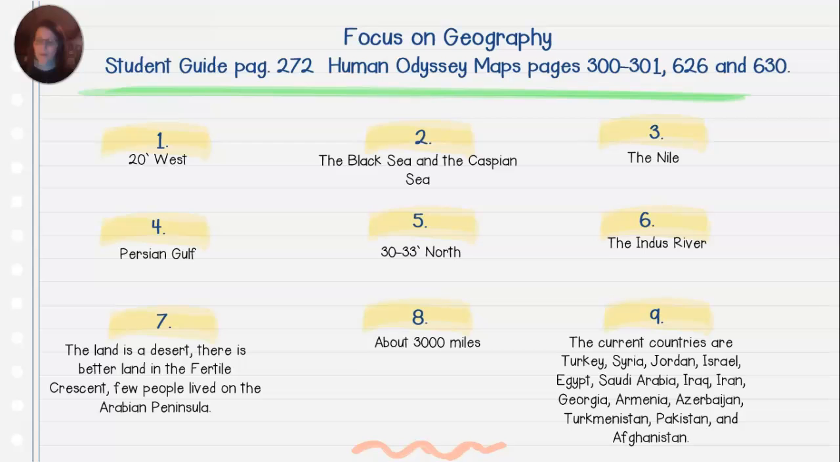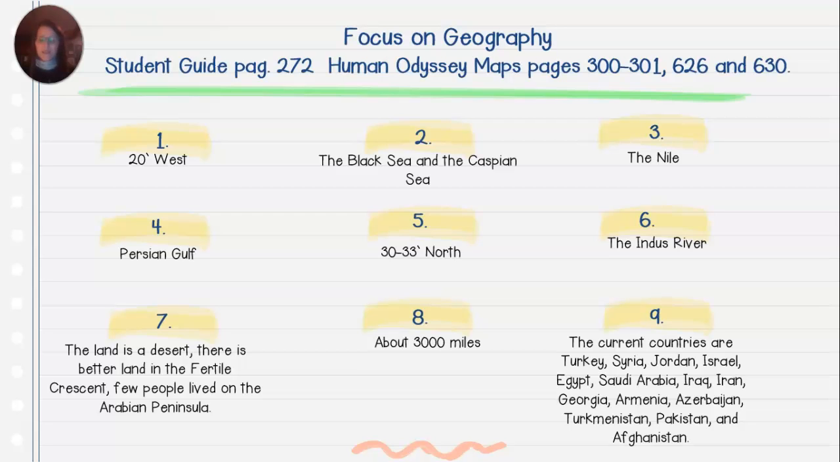Question number 8. Rounded to thousands, how many miles between Cyrene in North Africa and the point where the Indus River meets the 30-degree north latitude line? If you use that key, you can measure, but it's about 3,000 miles. And then question number 9, you can see the Persian Empire was big, very big. What present-day countries lie within its ancient boundaries? Use the map of Eurasia on page 626 in your text to find out.